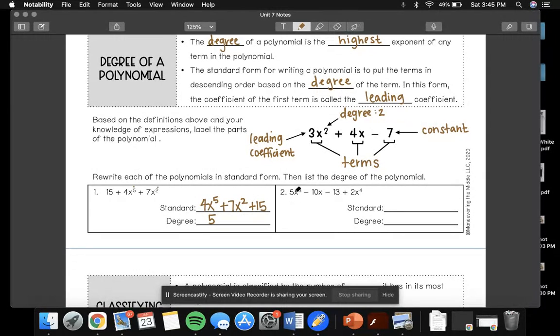All right, number 2, we look for the highest exponent. I see an exponent of 4. So in standard form, our leading term is 2x to the fourth. And the next one, I see 5x to the third. Next, I see negative 10x. And then I see a minus 13 finally. Okay, so we end with any constants if we have any. Then the highest degree of this polynomial is degree 4.